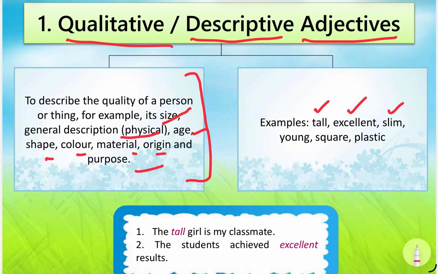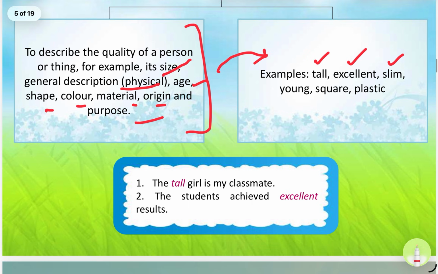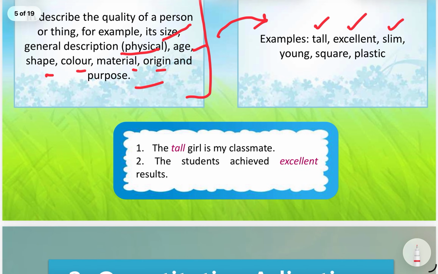What are we doing exactly? We are describing some nouns. For example, if I say Ria is a tall girl, then I am describing the height of Ria. Once we have described it, it is also known as a descriptive adjective. The tall girl is my classmate. In this sentence, tall is an adjective.